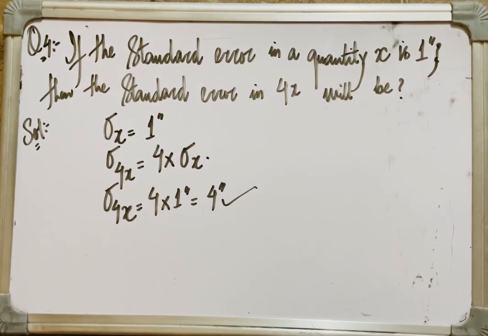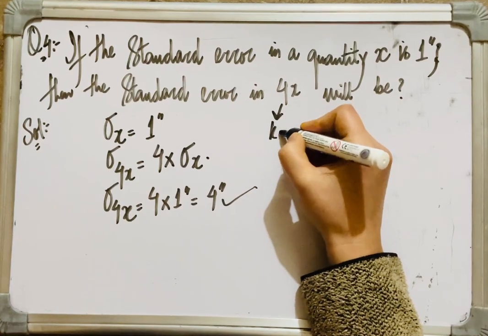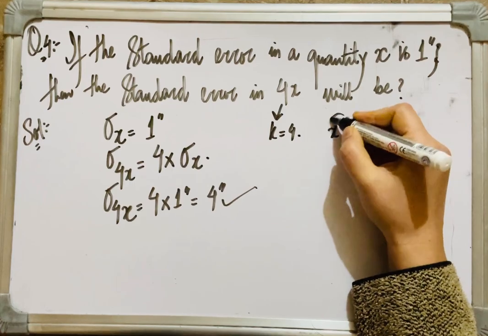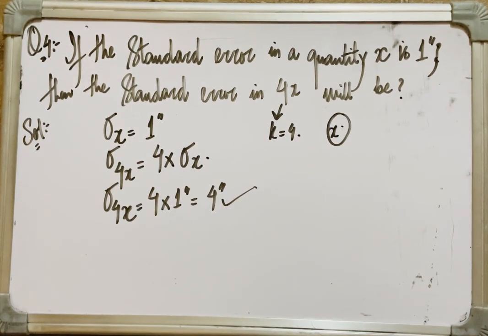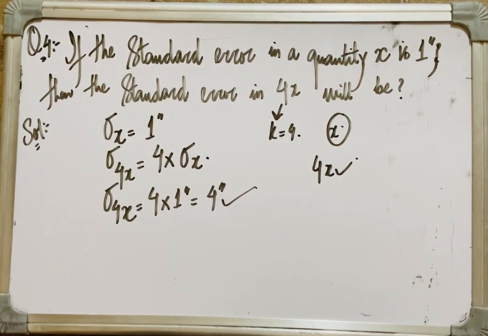All right, so the general rule is, if a computed quantity is equal to an observed quantity multiplied by a constant k, the standard error of the computed quantity is equal to the standard error of the observed quantity multiplied by the constant k. Here the constant k is 4 and the observed quantity is x, and the computed quantity is 4x. Moving on, let's do the next question.